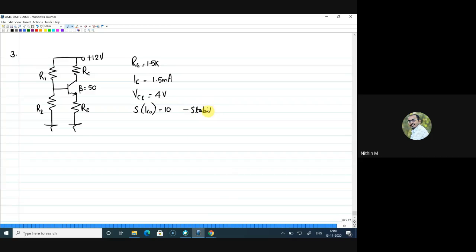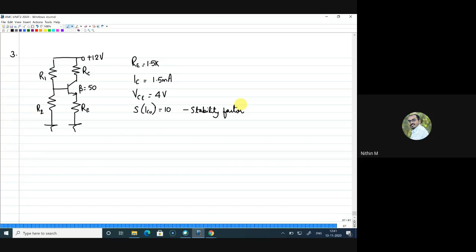If you remember, to bias a BJT we have different circuits. Voltage divider is one type of biasing. Other than voltage divider biasing, there is fixed bias, emitter to base bias, sorry, collector to base bias. So there are different biasing circuits, and each biasing circuit has its own stability factor. The stability factor for this voltage divider biasing is close to 10.